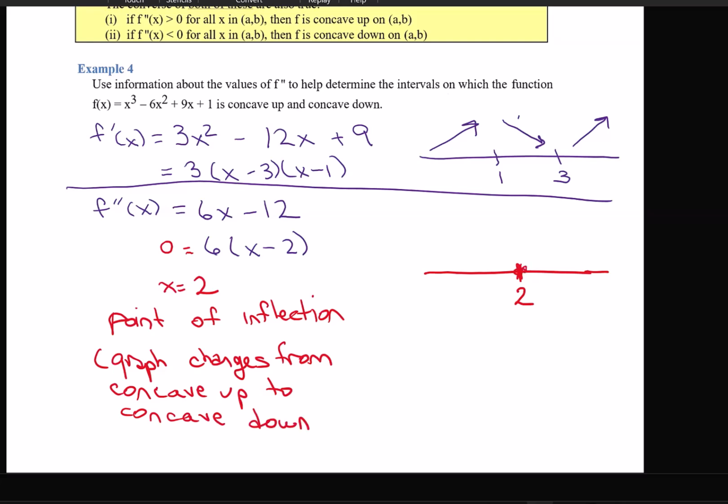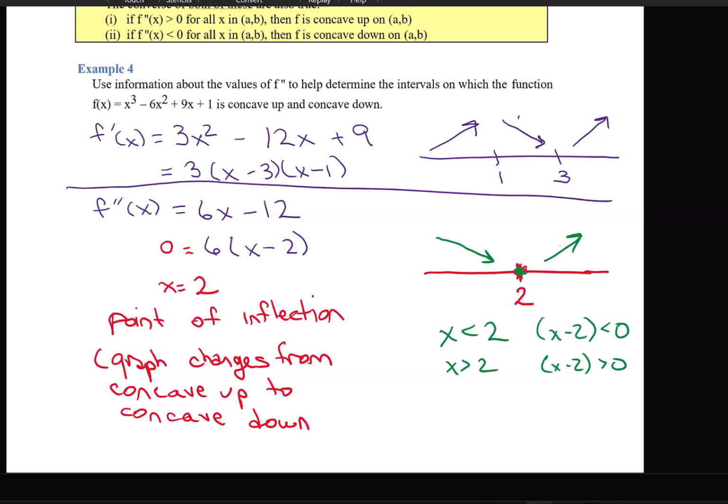Because it's 0. When x is less than 2, x minus 2 is less than 0. That means this is negative, so it's concave down. When x is greater than 2, x minus 2 is greater than 0. So this is concave up.